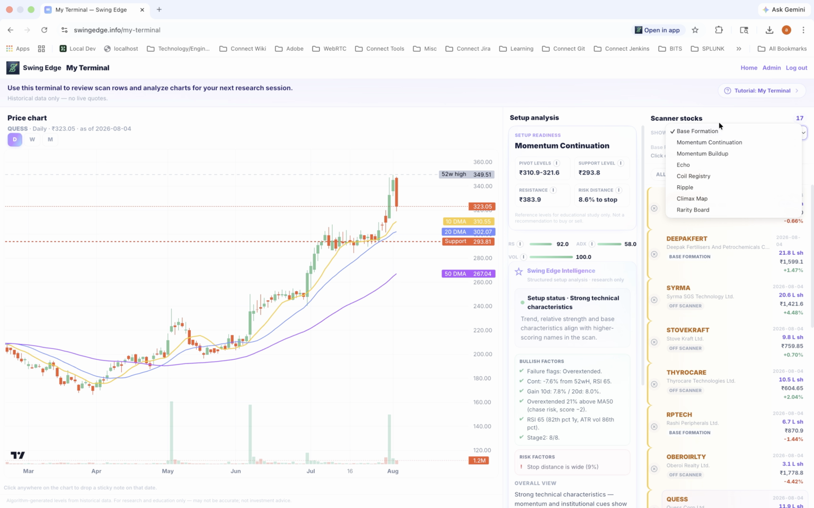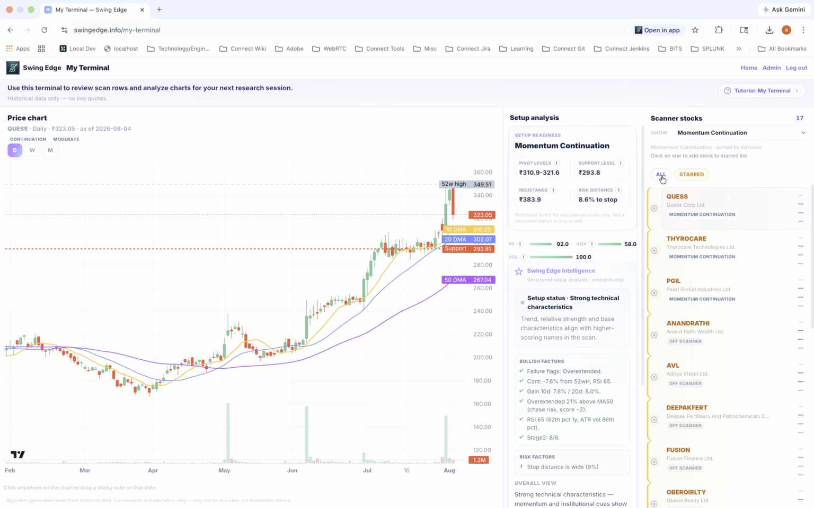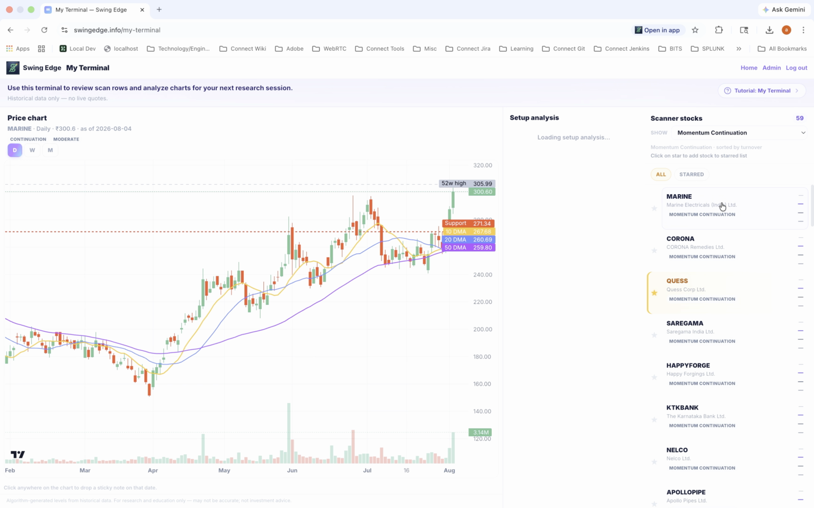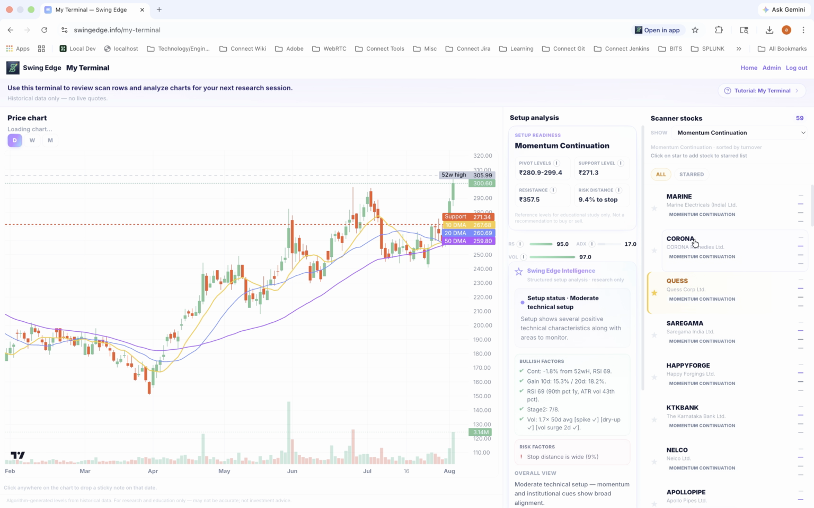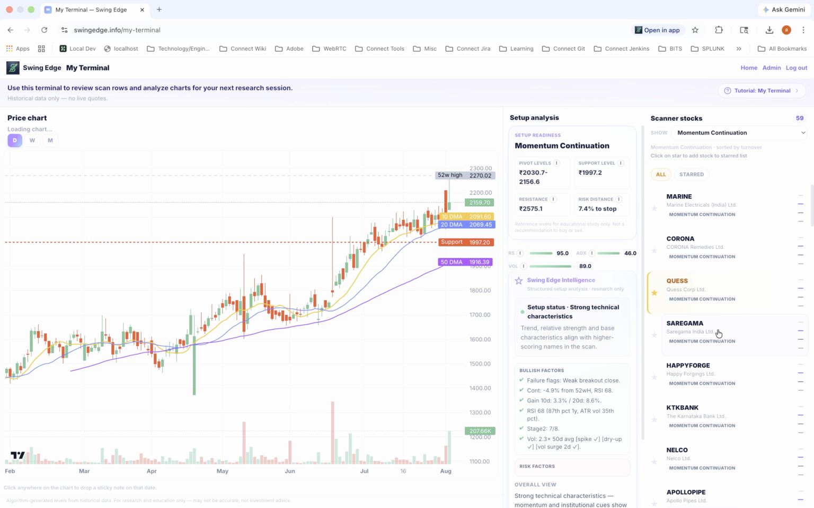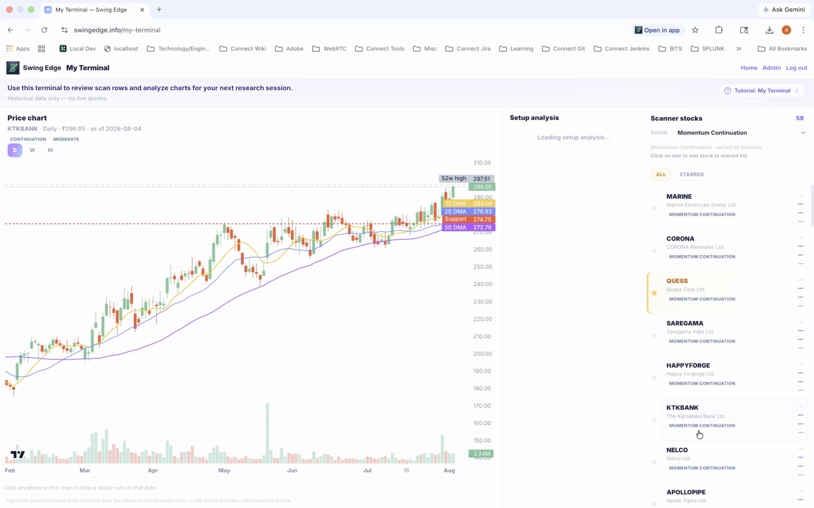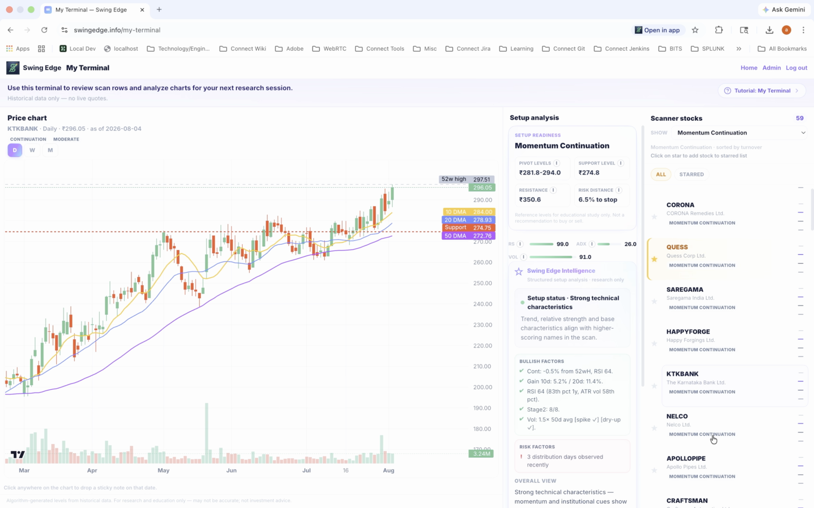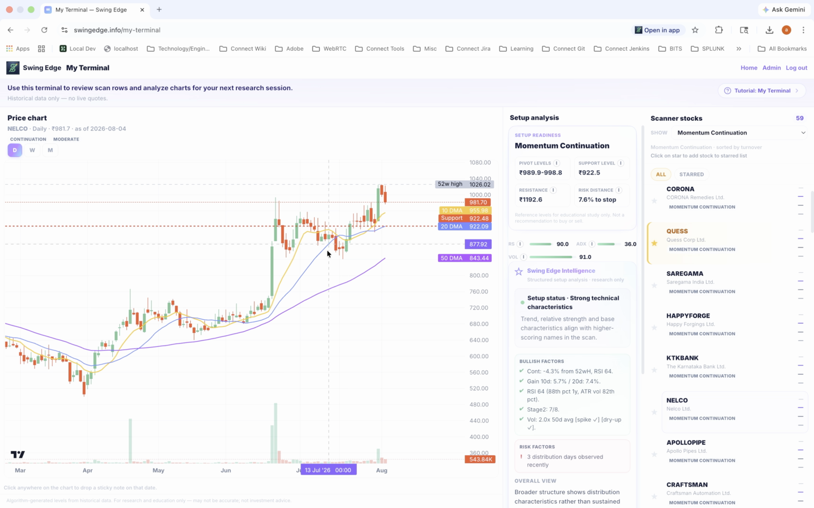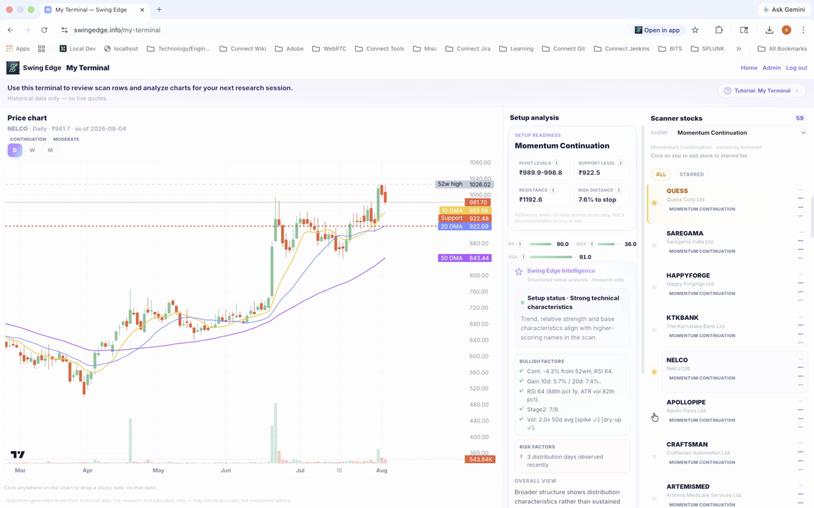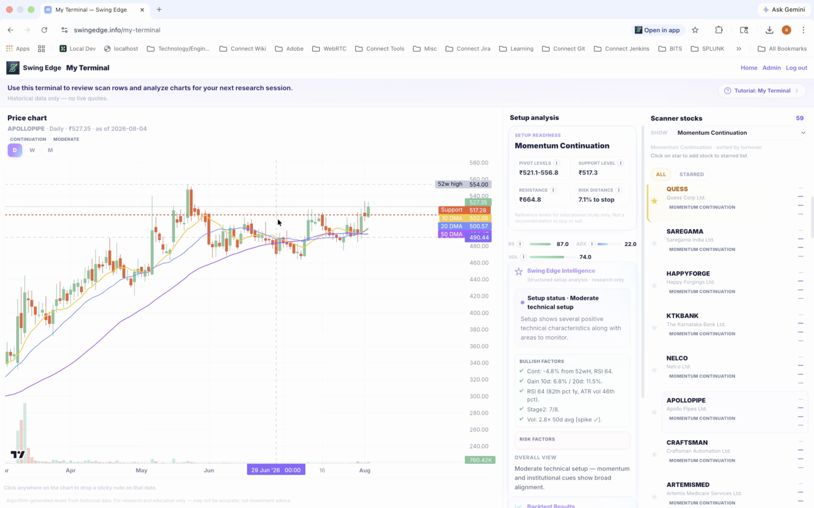In the terminal, you can also choose different categories of stocks. Like this is the base formation scanner stocks. Now I can choose momentum continuation stocks. Here, if you see, now those stocks are coming which are already in momentum. Here you can see again a flag formation stock. Nelco, again flag, then breakout, then again pullback. So you can also plan a trade on the pullback. Apollo Pipe, a very good flag formation again.